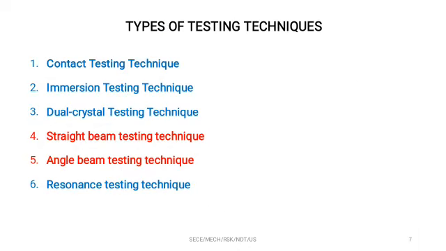Now coming to the types of testing techniques. We have 6 types: contact testing technique, immersion testing technique, dual crystal testing technique, straight beam testing technique, angle beam testing technique, and resonance testing technique. Out of these 6 types, we are going to see straight beam and angle beam extensively, because these 2 types are covered in your syllabus. Therefore we are going to see specifically these 2 types, but you should know the names of the types.